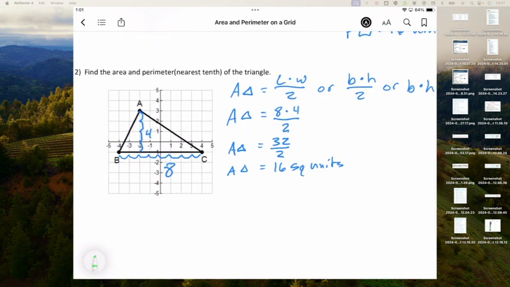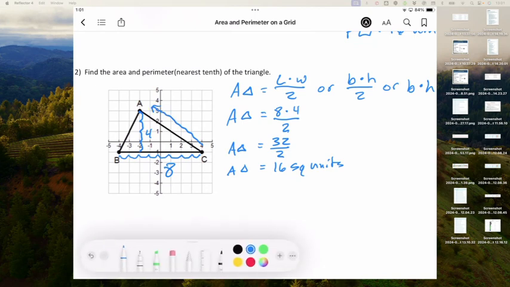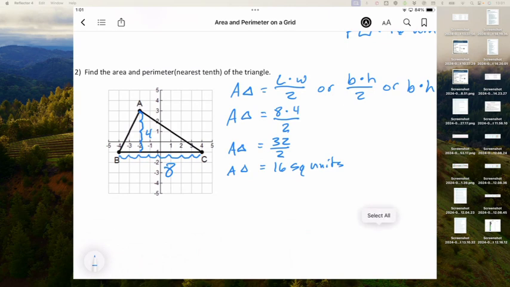We would have to walk, if we had our little person here, let me fix that. Our little person here would have to walk 8 units that way to get across this side of the triangle. But what about coming up this side of the triangle? We have no way of knowing by looking at the picture what the length of that side of the triangle is, and so we're going to have to use the distance formula.